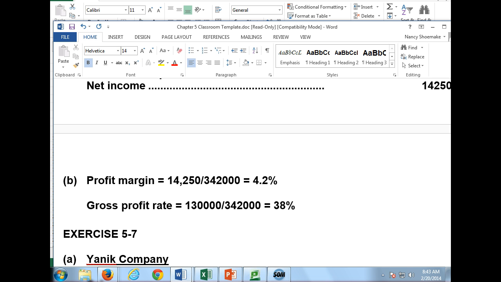So, what is the profit margin? What numbers do you use to determine the profit margin? The profit margin is going to be on all expenses. The gross profit rate is just on your inventory. How are we doing? Does that make sense?